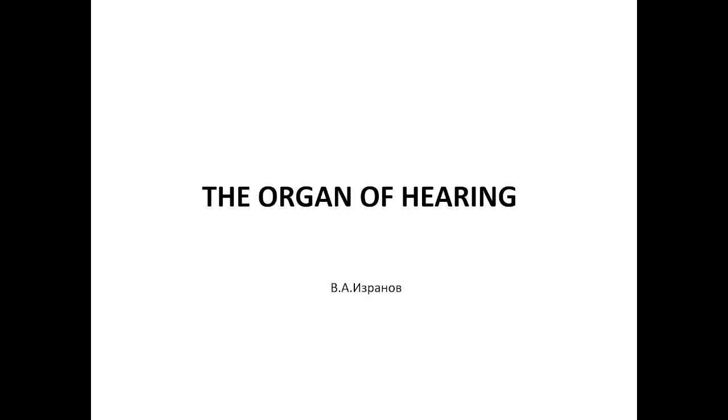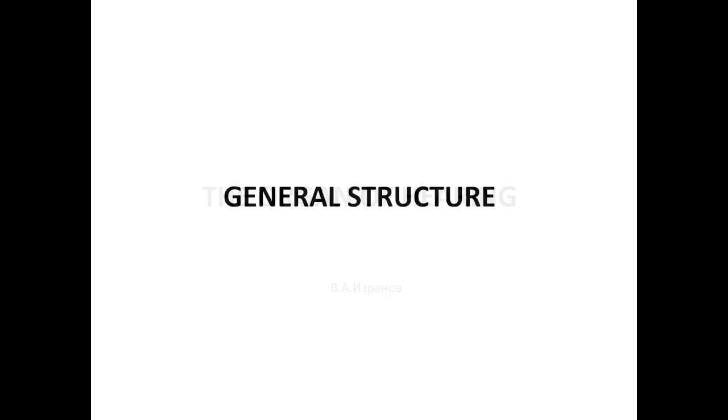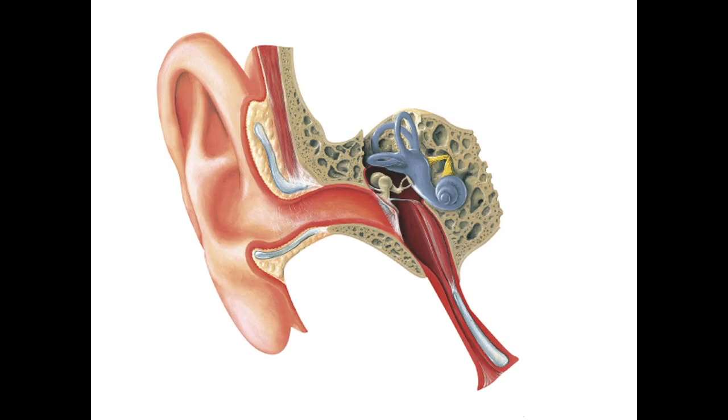So let us discuss the organ of hearing, or an ear. When we speak about general structure of ear, we can divide it into three parts. External ear, auris externa, which consists of auricula or pinna and auditory canal.